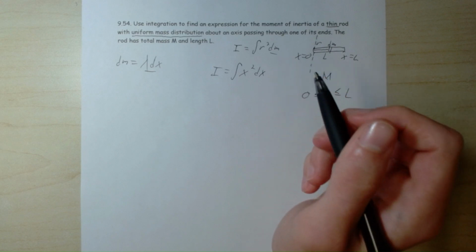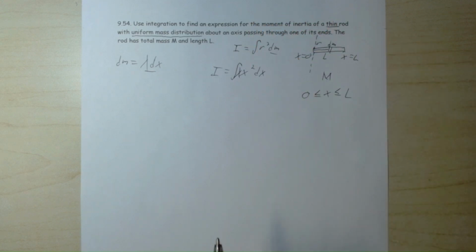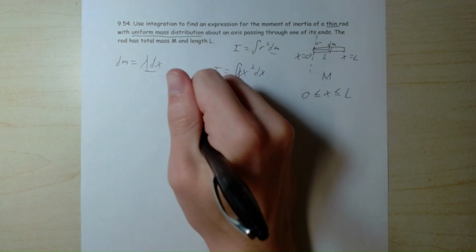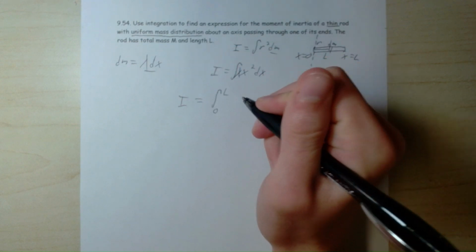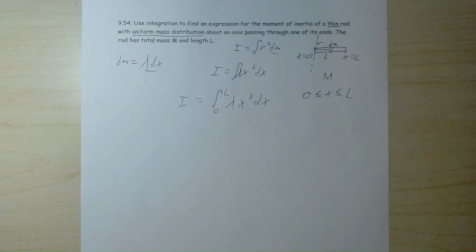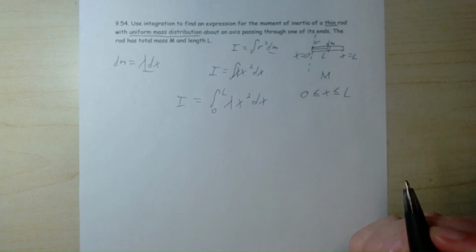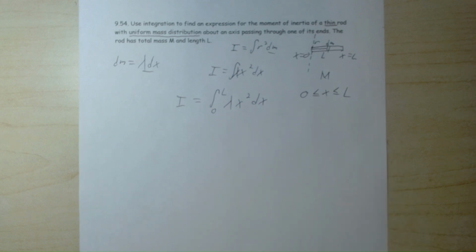So we can plug that in here. I'm sorry, there's a lambda right here. So we can plug that in here to our integration symbol. So we have I equals the integral from 0 to L of lambda x squared dx. Alright, so if you're familiar with integration, this should be pretty straightforward. We pull lambda out of the integral because there's a uniform mass distribution. So we can pull lambda out because it's a constant.